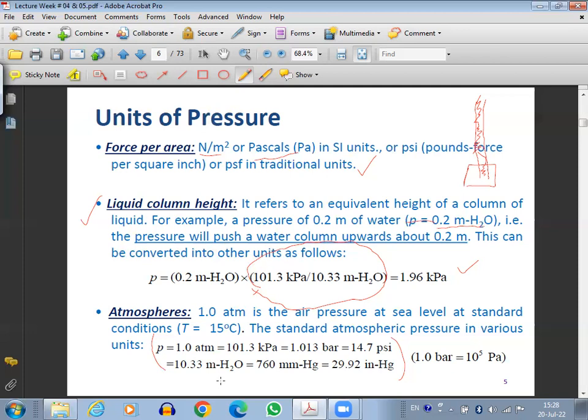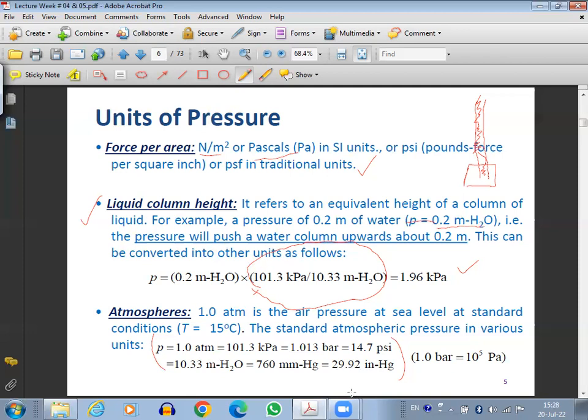As I told you, meter of water column is also a unit. But this thing equals 10.33 meter of water column, which equals 760 millimeter of mercury column. So if I have a column filled with mercury, the height of the mercury column should be 760 millimeter, then this much height of the mercury column will exert the same pressure as the pressure of atmosphere, which equals 29.92 inch of mercury column.